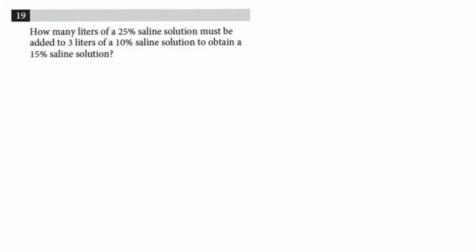Number 19. How many liters of a 25% saline solution must be added to 3 liters of a 10% saline solution to obtain a 15% saline solution?